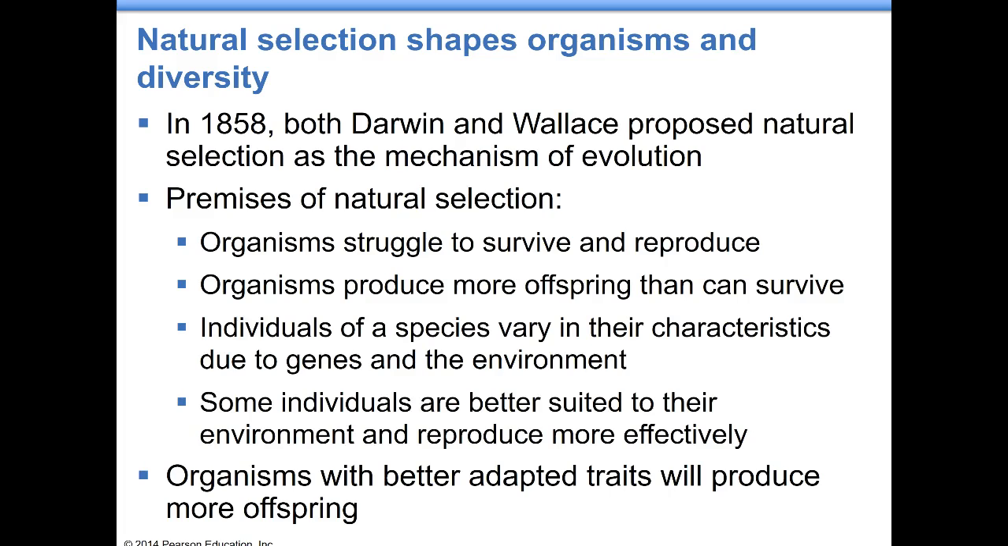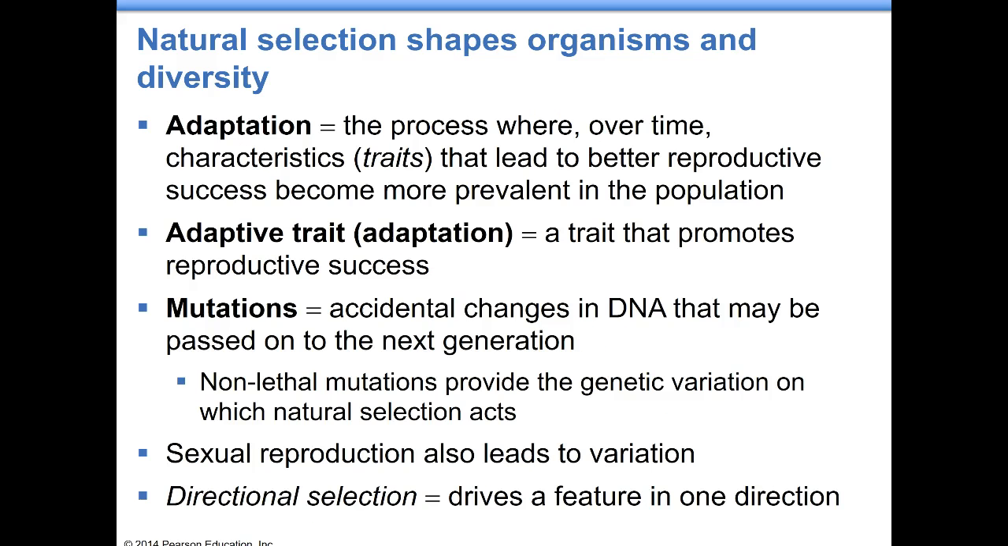So again, the idea of the survival of the fittest. Organisms with better adapted traits will produce more offspring and will pass those traits on to the offspring. You heard me mention the term adaptation. The definition of this, as you can see here, is the process where over time characteristics or traits that lead to better reproductive success become more prevalent in a population.